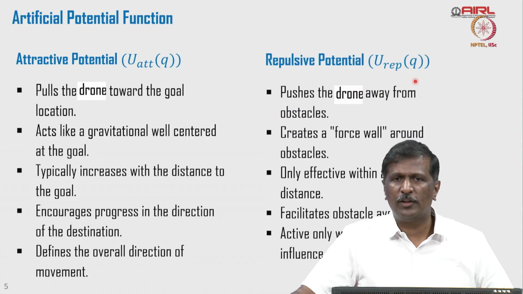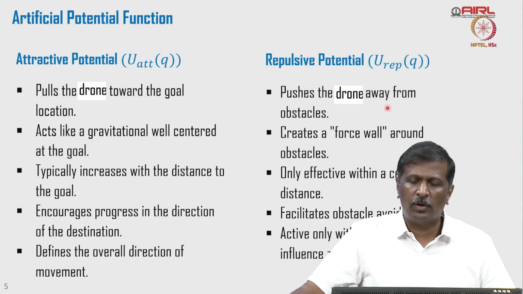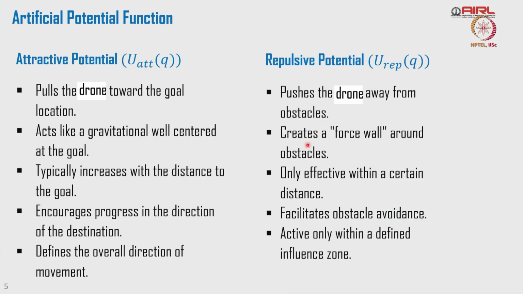Whereas the repulsive potential, on the other hand, pushes the drone away from the obstacle. It creates a force wall around the obstacle. If you look at the attractive potential, it is more like a gravitational well, whereas the obstacle forms a force wall, only effective within a certain distance, whereas the attractive potential's effect increases with increasing distance. It facilitates obstacle avoidance. It's active only within the defined influence zone, whereas the attractive potential defines the overall direction of the movement.